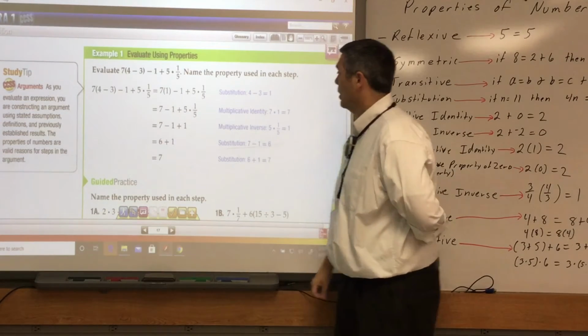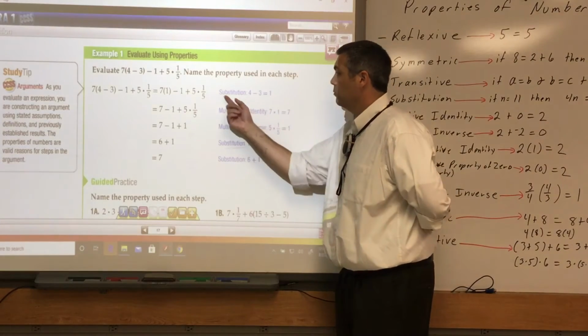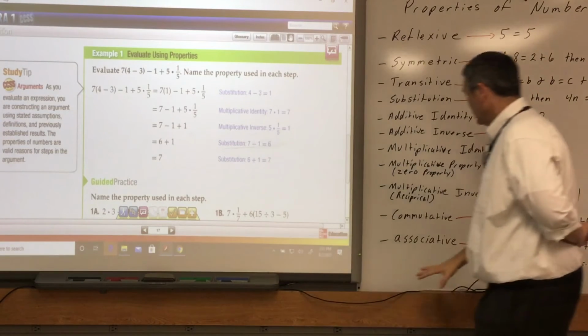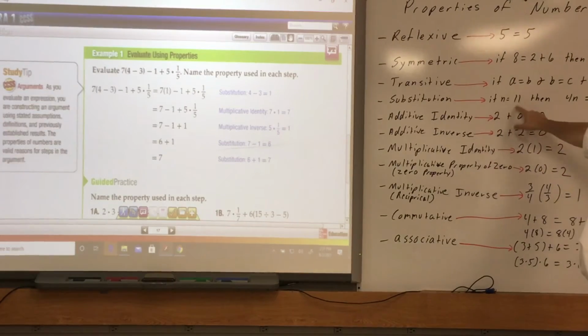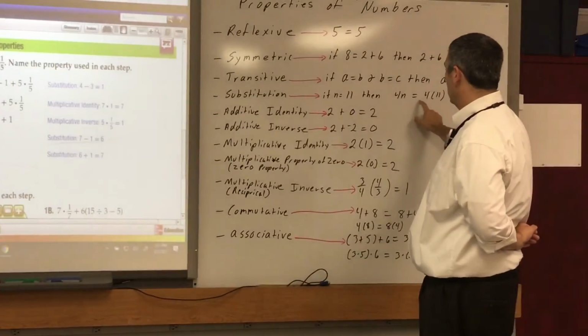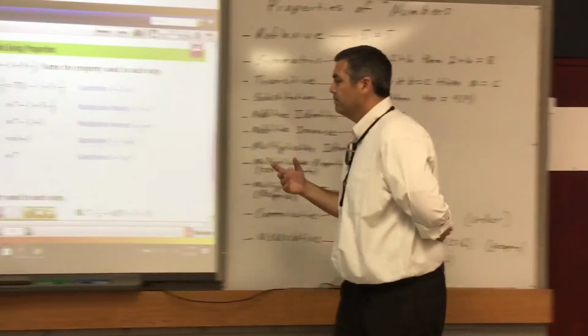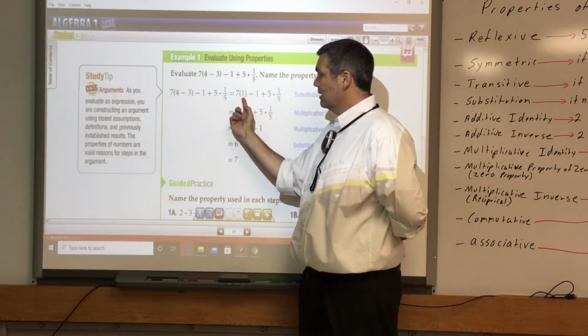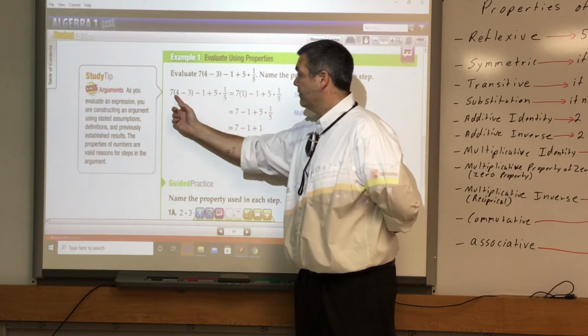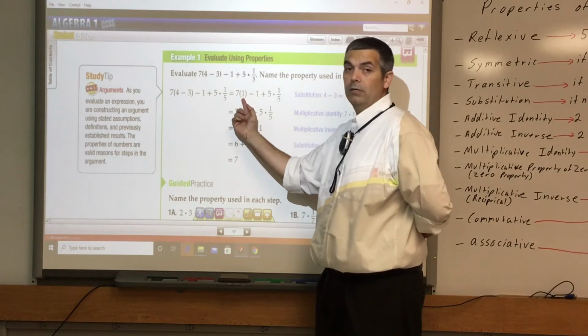That's what they did. And here they come over and they say, well, we use substitution. Well, substitution is one of our properties, right? Substitution: if n equals 11, then 4n equals 4 times 11. Well, what they did was they said, hey, here's the thing that they changed. We said 4 minus 3, and they substituted in 1.